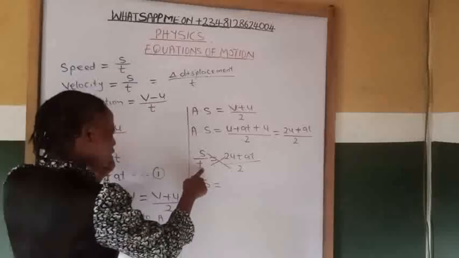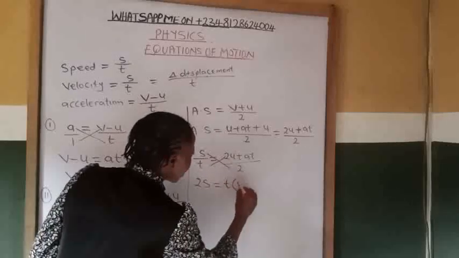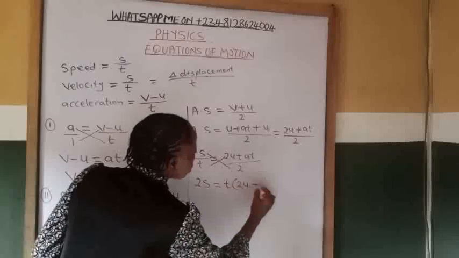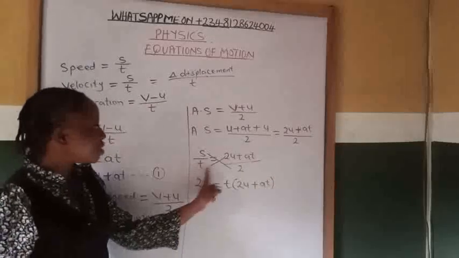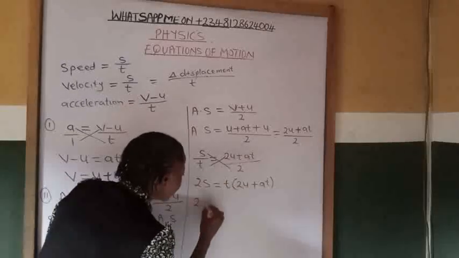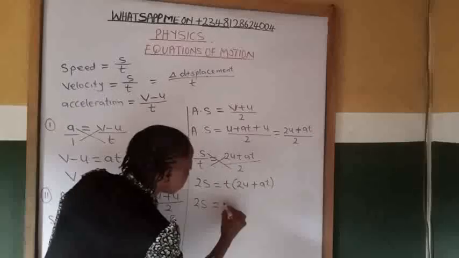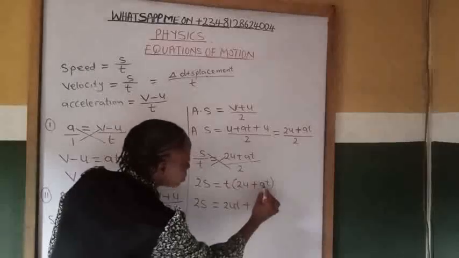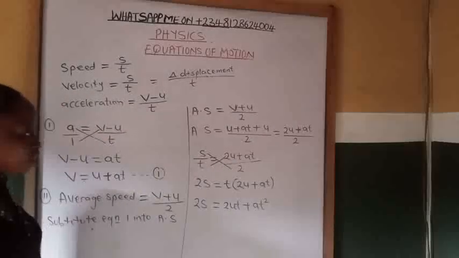We use this t to multiply what we have on this side. So that will be t into bracket 2u plus at. So 2s will be equal to, let's open the bracket, 2ut plus t times at, which gives at square.